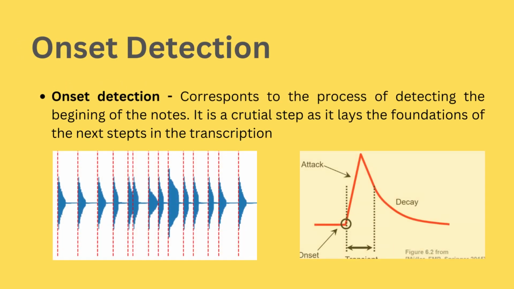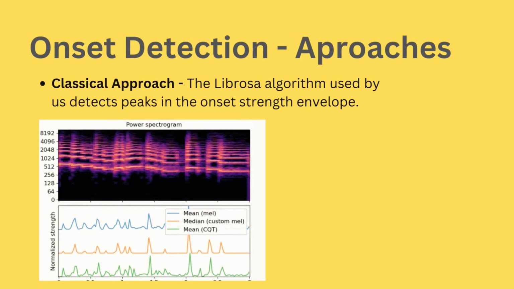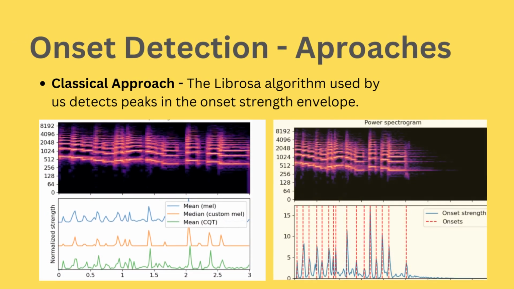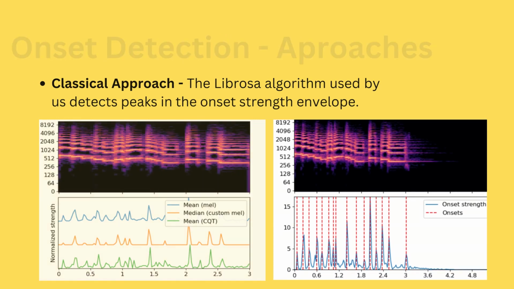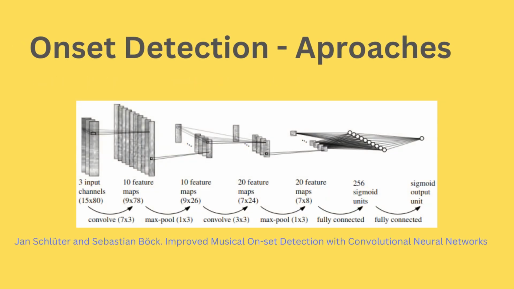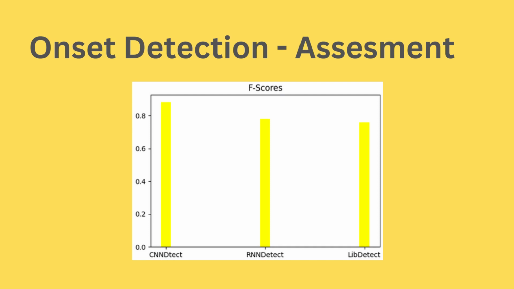A crucial part of music transcription is onset detection, which is the process of detecting the beginning of notes. There are two approaches to onset detection. With a classical approach, the LibRosa algorithm detects peaks in the onset strength envelope. We compared the previous method with the data-driven methods proposed by MadMom. We used a CNN and an RNN architecture.